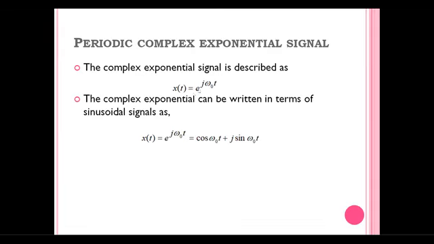If you expand this e power j omega naught t, we get cos omega naught t plus j sin omega naught t. What is meant by this complex exponential signal? It is the addition of one cosine waveform and one sine waveform. So the addition of a cosine and a sine waveform is called the complex exponential signal.